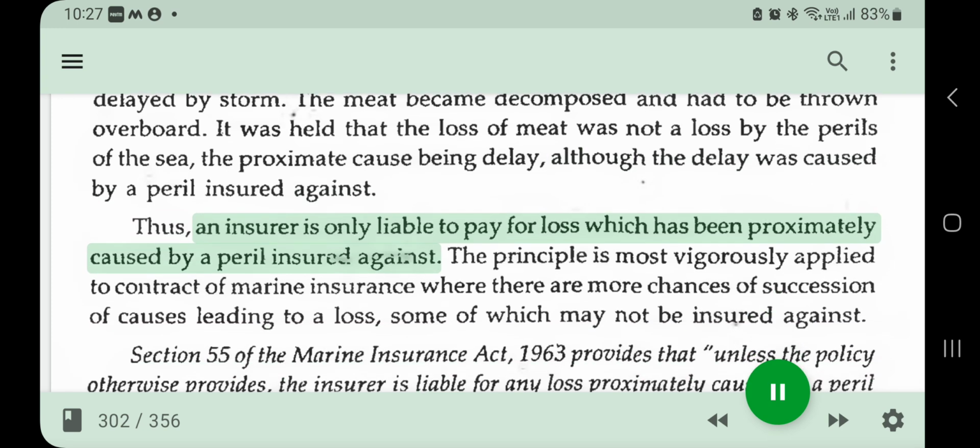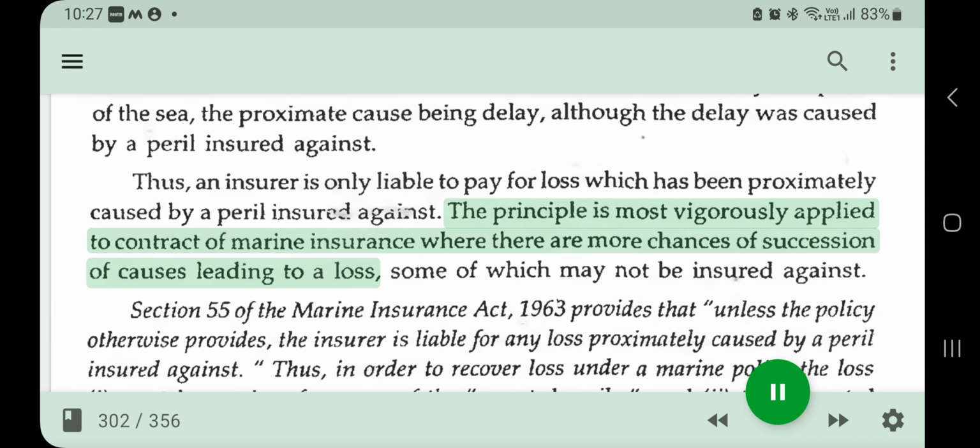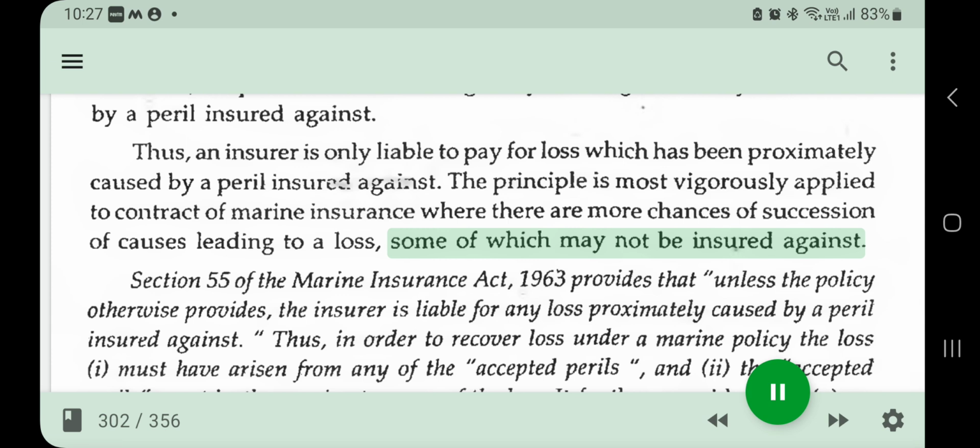Thus, an insurer is only liable to pay for loss which has been proximately caused by a peril insured against. The principle is most vigorously applied to contracts of marine insurance where there are more chances of succession of causes leading to a loss, some of which may not be insured against.